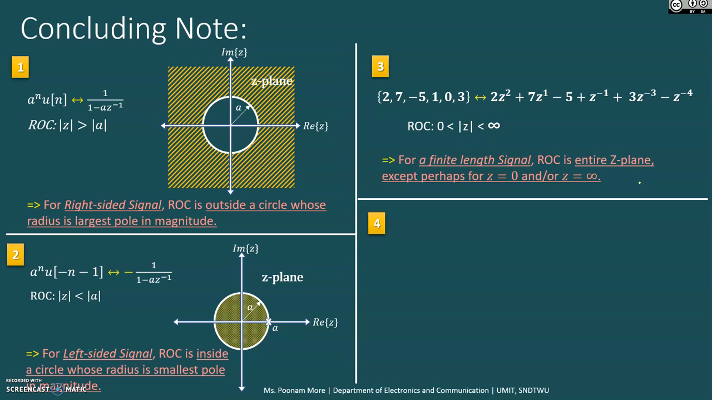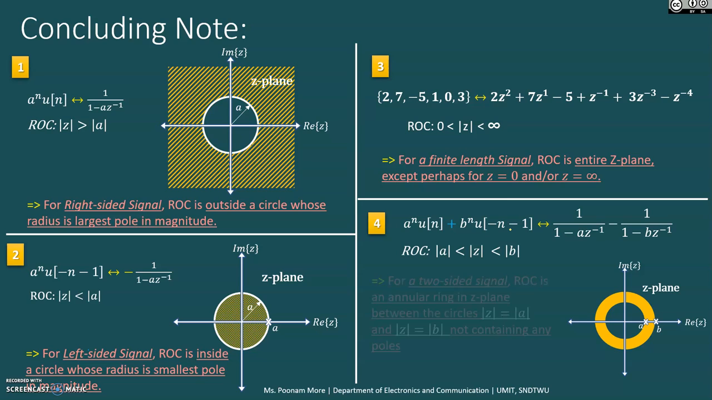What if we are having a both-sided signal? Here we have expressed the both-sided signal by just adding the left-sided as well as right-sided signal, and for that we can say that the ROC will be nothing but an annular ring in the z plane between the circles where magnitude of z is equal to a and magnitude of z is equal to b. And it will not contain any poles. So it will take the structure of an annular ring in the z plane, as you can see in this particular diagram.